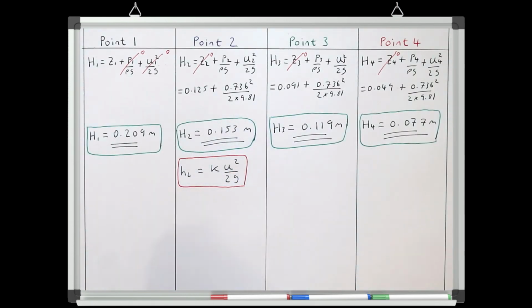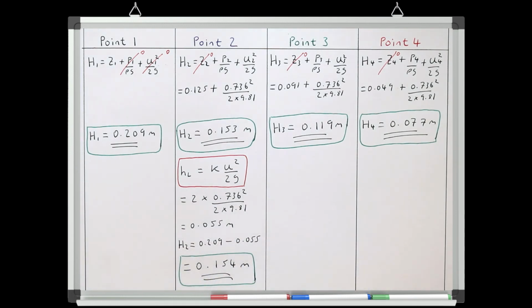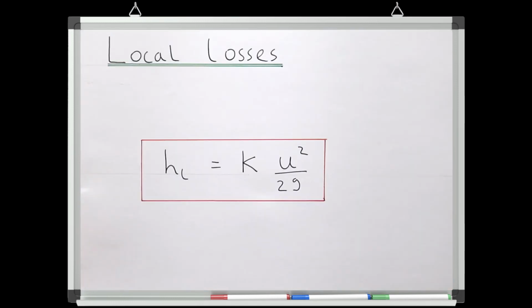So if we plug those numbers into the equation, we can see that we should be expecting to lose 0.055 metres of energy using this equation, which would give us a predicted total pressure head at point 2 of 0.154 metres, which is almost exactly the same as the total pressure head that we measured using the velocity and the pressure. So for any point where we're going to get a local loss in the system, we can use the local loss equation as long as we know the loss coefficient K.